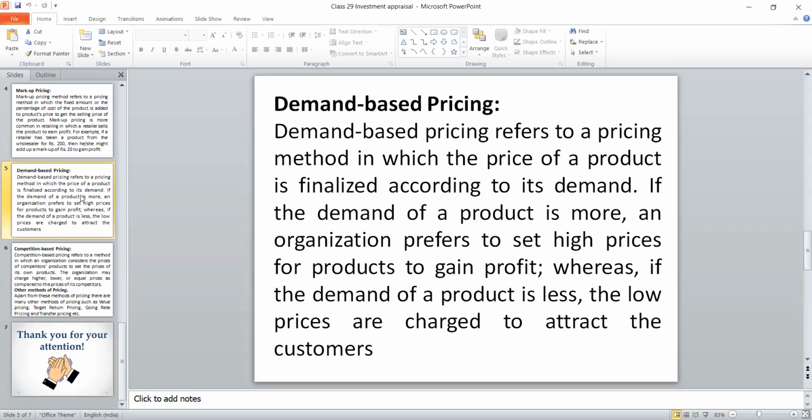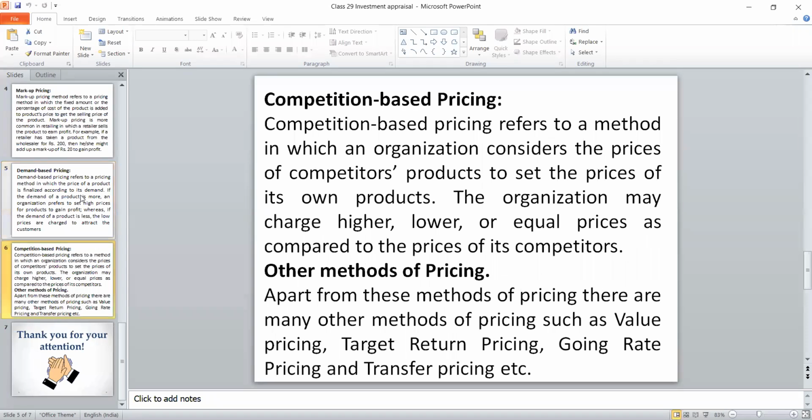When demand is more, we have to increase the price because people are demanding more. When demand is less, we have to reduce the price, otherwise people will not buy. So in order to attract the customer, we have to lower the price level. So this type of pricing method we used to call demand based pricing.